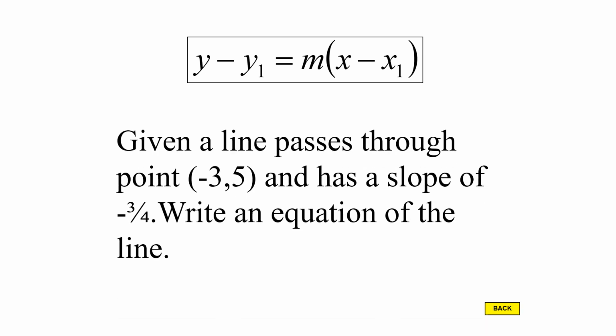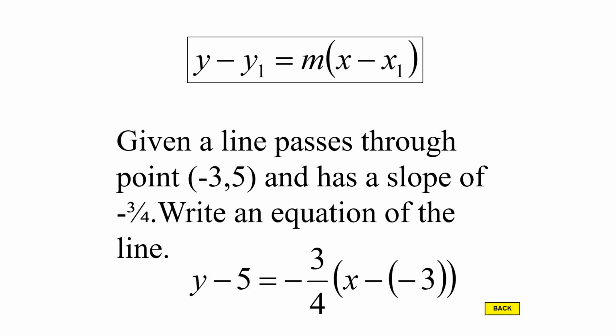For example, given a line passes through the point -3 and 5 and has a slope of -3/4, write an equation of the line. According to the point slope form, y minus y1 equals m times x minus x1, then y minus 5, since y1 is 5, equals the slope -3/4 times x minus -3, as you see.